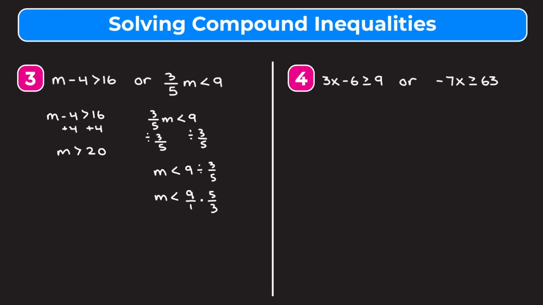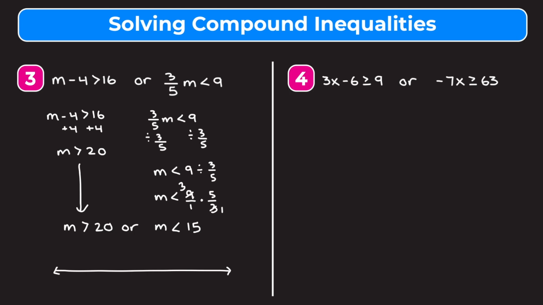So I'm going to divide 9 and 3 by 3. 9 divided by 3 is 3. 3 divided by 3 is 1. And now when I multiply straight across, I get 15 on the top and 1 on the bottom, which is just 15. So I'm going to bring this answer down here. So I get m is greater than 20, or m is less than 15. So now I'm going to show you guys how to graph an OR inequality.